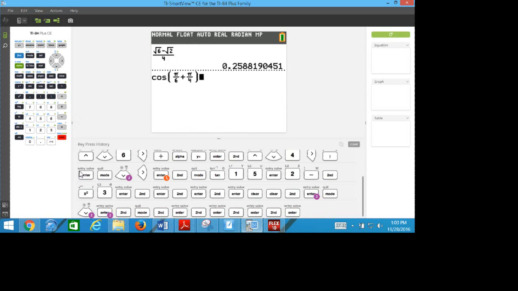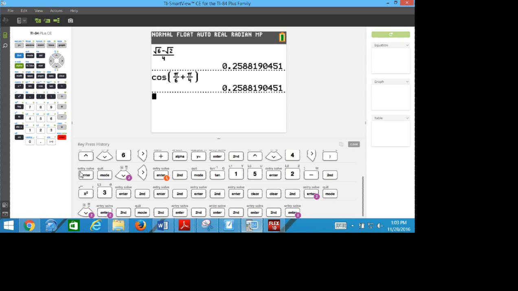So if you also type in cosine of pi over 6 plus pi over 4 and you hit enter, they should give you the same answer. So I'm not really checking if I've simplified it far enough, but I'm at least checking that my simplified answer is equivalent to the original question.